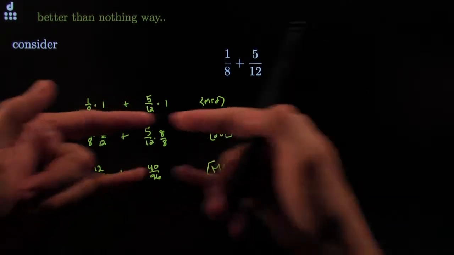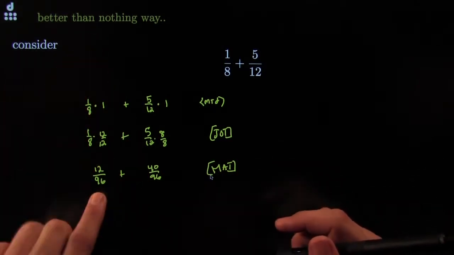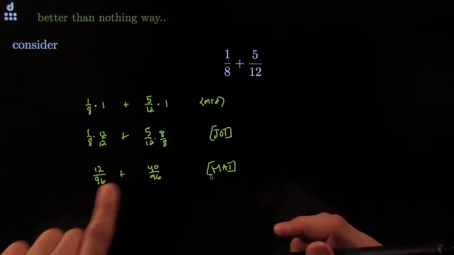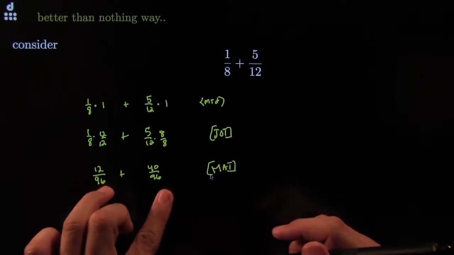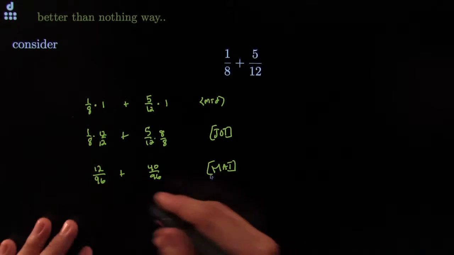That's how we multiply fractions. We multiply across the top and across the bottom. And look what we've done here. Now we have 96 and 96 on the denominators. We have a common denominator. That's excellent, because now we can use the ATT.